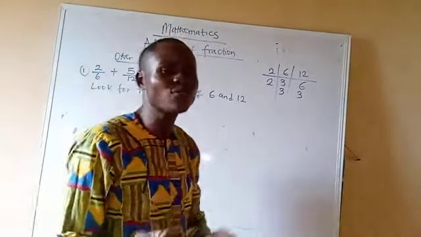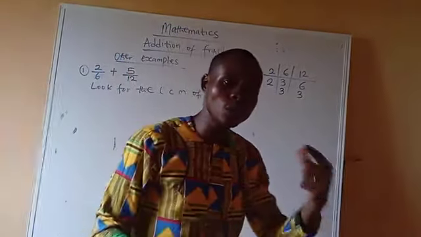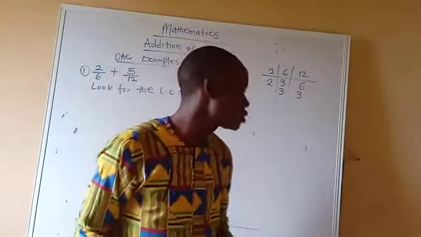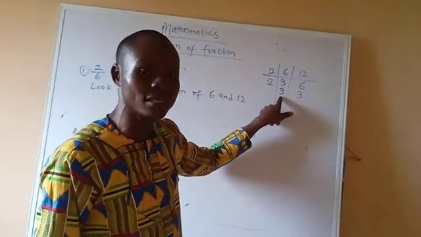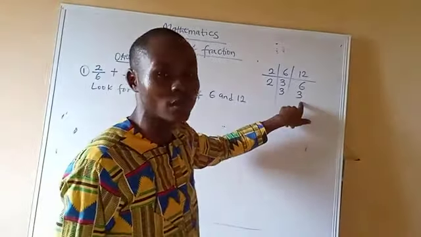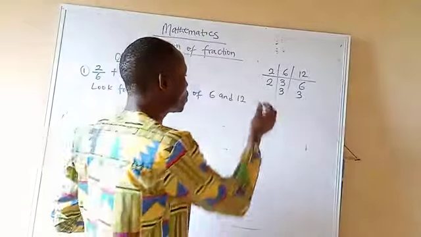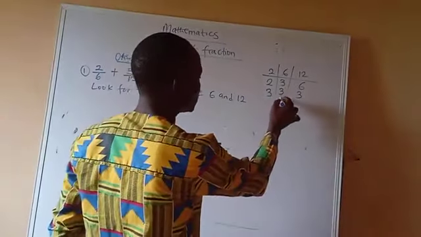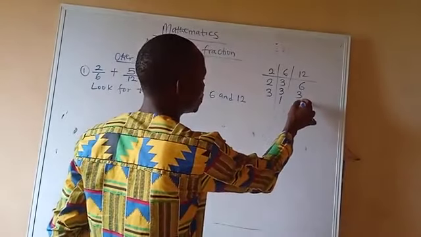I told you, once you consider 2, if 2 does not work, go to the next number. What's the next number? 3. So can 3 divide 3 without remainder? Yes. Can it still divide this one without remainder? Yes. So we now go to 3. So 3 goes into 3. 3 divided by 3 will give you 1.